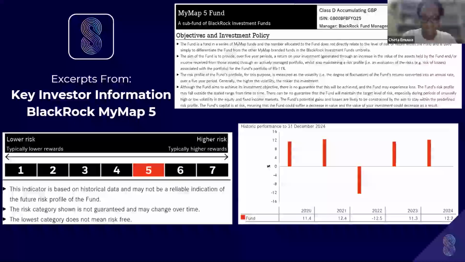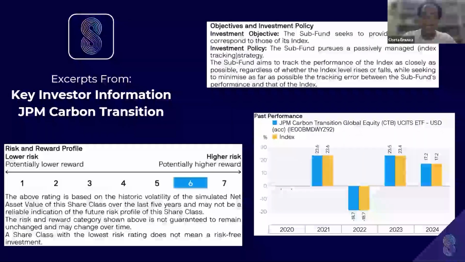So we have here the BlackRock Mind 5, which is part of our core portfolios. And then we also have JP Morgan Transition, which is one of our social portfolios. So this is more ESG related. So if that is something that you care about and are interested in, we have some ESG related funds.